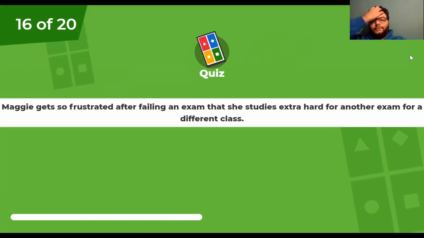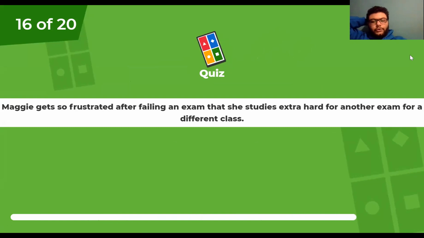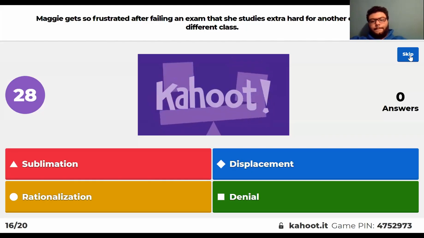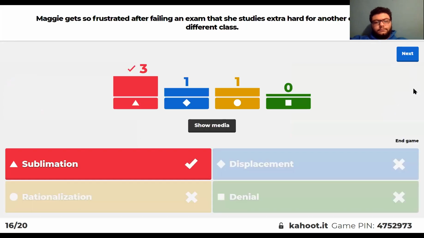Maggie gets so frustrated after failing an exam that she studies extra hard for another exam for a different class. Which defense mechanism would this be an example of? Sublimation. Good. So it wouldn't necessarily be displacement because she's redirecting that temperament into something positive. She's studying for another class. It wouldn't be rationalization because she's not trying to justify it. She's not saying like, I couldn't study for it or the exam was super hard or anything like that. She's using that emotion for something positive.